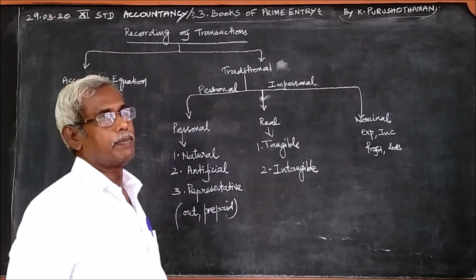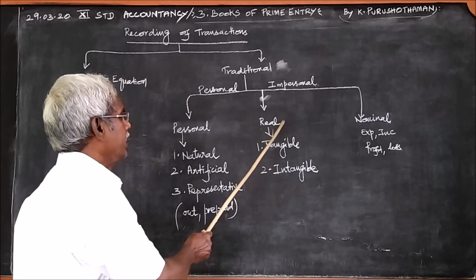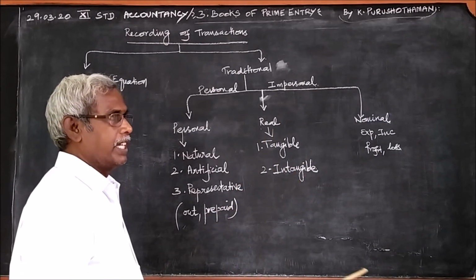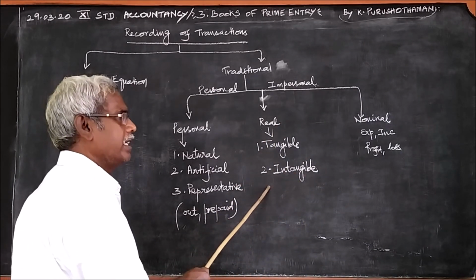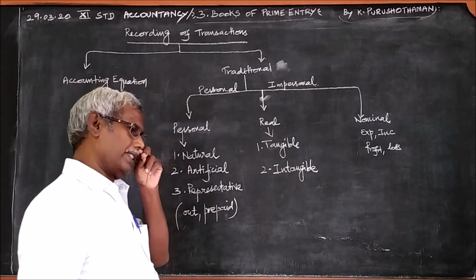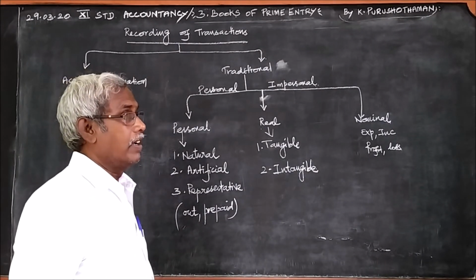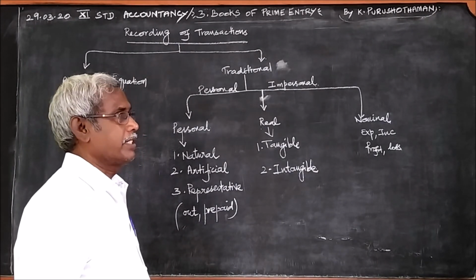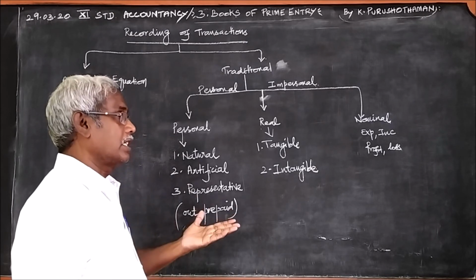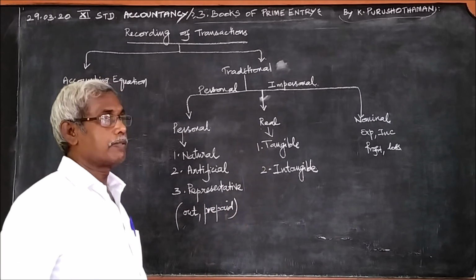Should remember. If the assets can be seen by our eyes, it is a tangible asset. If the assets cannot be seen by our eyes, it is an intangible asset. I can tell you some examples. Building, land, car, all these things are tangible assets because we can see those assets through our eyes. We can see them with our eyes. So tangible assets.